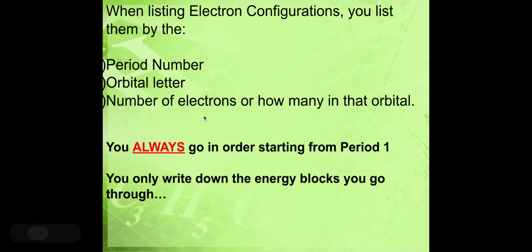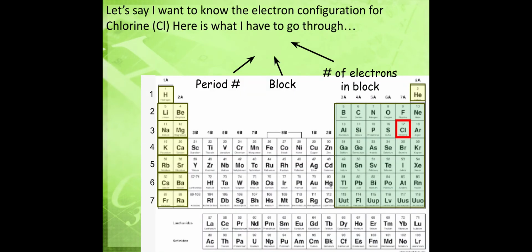Now you need the number of electrons that each orbital can take. Remember, the S can take 2, the P can take 6, the D can take up to 10 electrons, and the F can take all the way to 14 electrons. Okay? You always go in order, starting from period 1. You only write down the energy blocks you go through. We'll use the first method, but after that, we're going to use several methods to learn how to write this electronic configuration. What we're about to learn now is the first method.